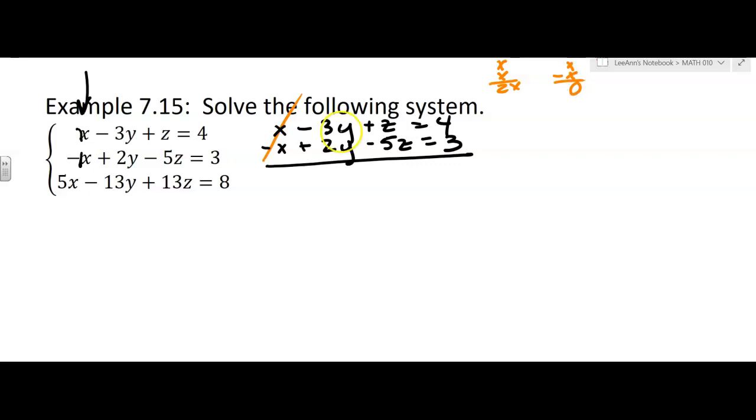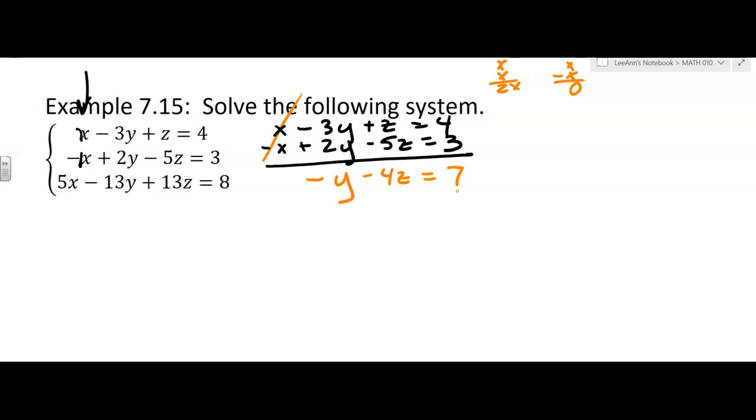All right, negative 3y plus 2y. Negative 3 and 2, that's a negative 1y. z and negative 5z is negative 4z. Equals, now 4 plus 3, that's just 7. Take your time, like I said, copy it down right. Don't rush through it. I know sometimes it's like a Band-Aid and you want to just rip it off and get it done. But take your time with this. It'll save you a lot of headache later on.